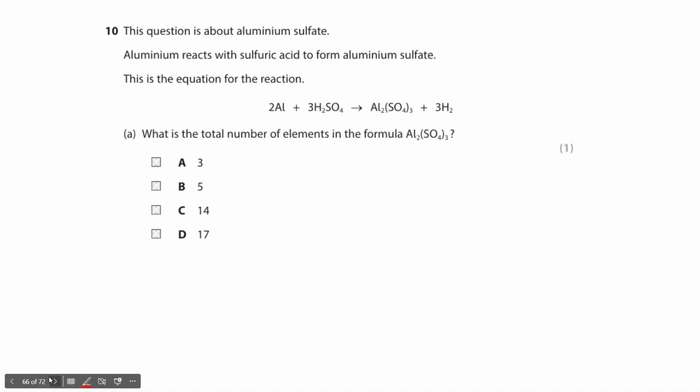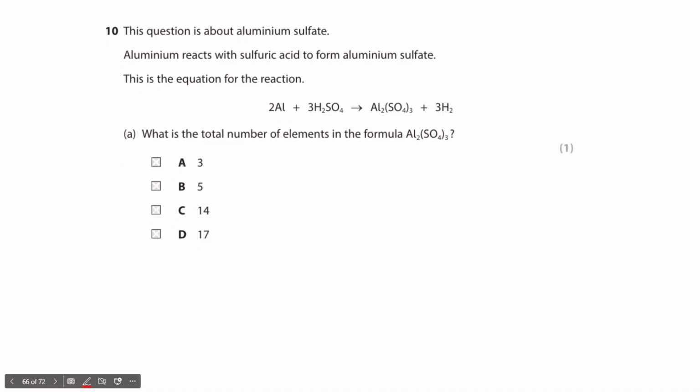Right. Now we have come to the last question of this paper. This question is about aluminium sulfate. Aluminium reacts with sulfuric acid to form aluminium sulfate. This is the equation for the reaction. What is the total number of elements in the formula of aluminium sulfate?